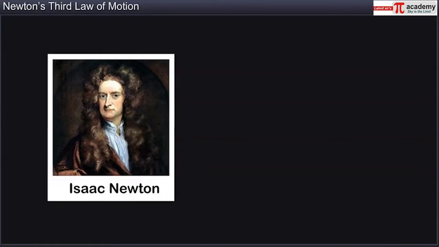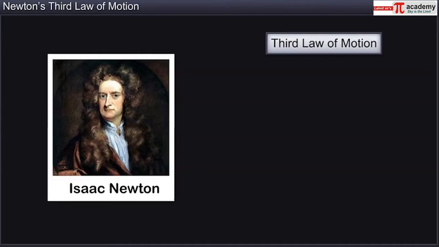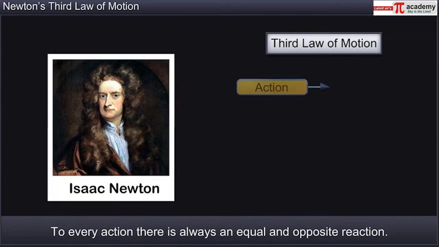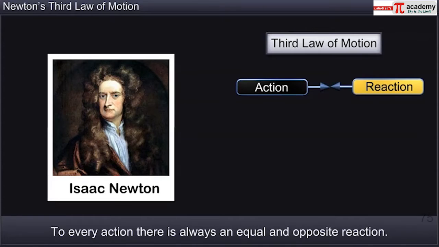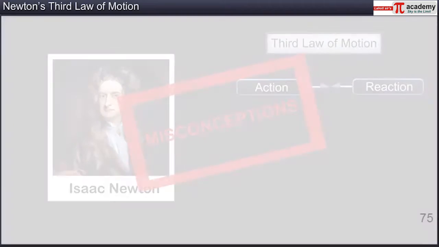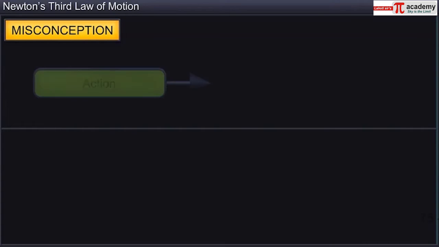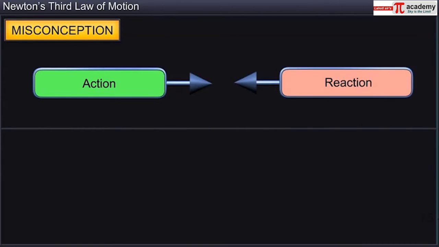Newton put forth these facts in the form of third law of motion. Newton's third law of motion states that to every action there is always an equal and opposite reaction. Newton's use of day-to-day language in defining this law gave rise to some misconceptions. The two terms, action and reaction, seem like two different things.